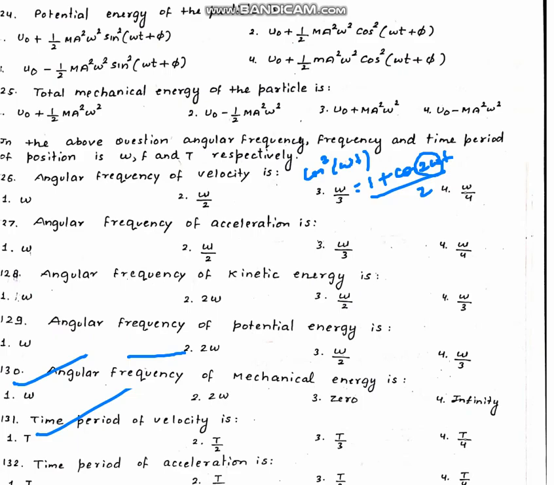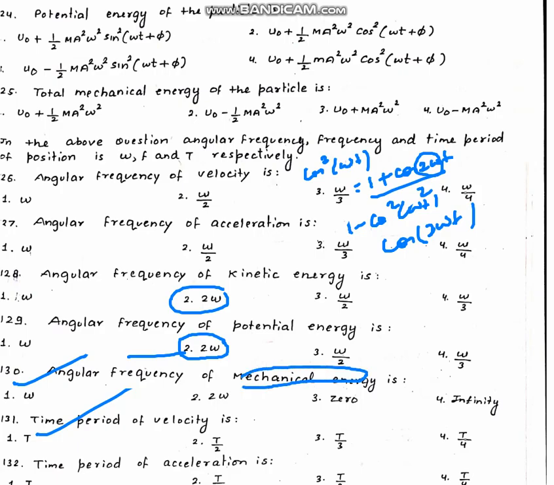So here you can see that angular frequency is 2 omega. So for kinetic energy it is 2 omega. Similarly for potential energy it is also 2 omega, because potential energy involves sine square, which can be simplified as 1 minus cos square omega t, which can further be expressed in terms of 2 omega t. Now angular frequency of mechanical energy. So mechanical energy does not change itself, so its angular frequency is 0.